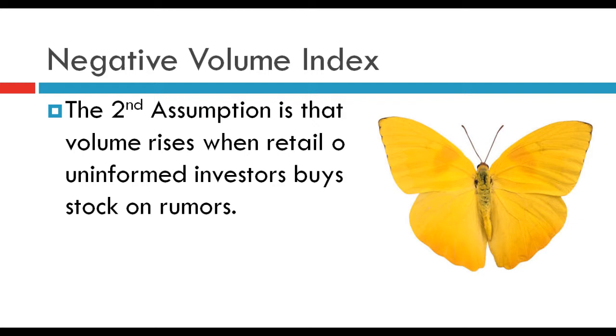Because the price won't rise when the institutional investor is accumulating. The price will stay within a certain band. But once the institutional investor has filled his bucket and the retail investor jumps in, the price will start rising again and again. And this is when you will see the negative volume index rising up. So it tells you that the uninformed retail investors have started to jump in, either on rumors or by just seeing the stock price rising up.